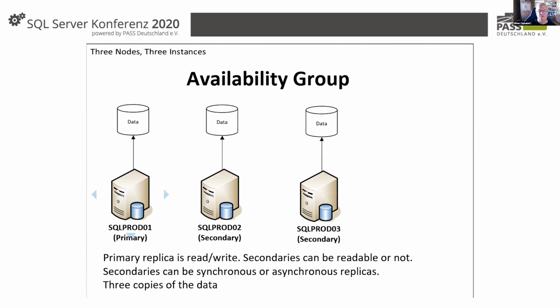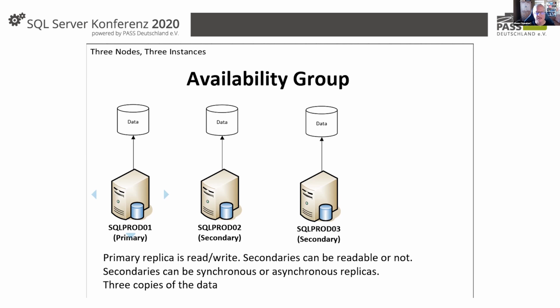So here's what an availability group sort of looks like. In this picture, we've got 3 nodes and we have 3 instances of SQL Server, and they're all installed just like normal standalone instances. But then you have to go in and enable availability groups at the instance level, and then go and create the availability groups. In this case, the primary, SQL prod 1, is your read-write copy, and the other 2 are secondaries, and they can be readable or not readable. And they can be synchronous replicas or asynchronous replicas.